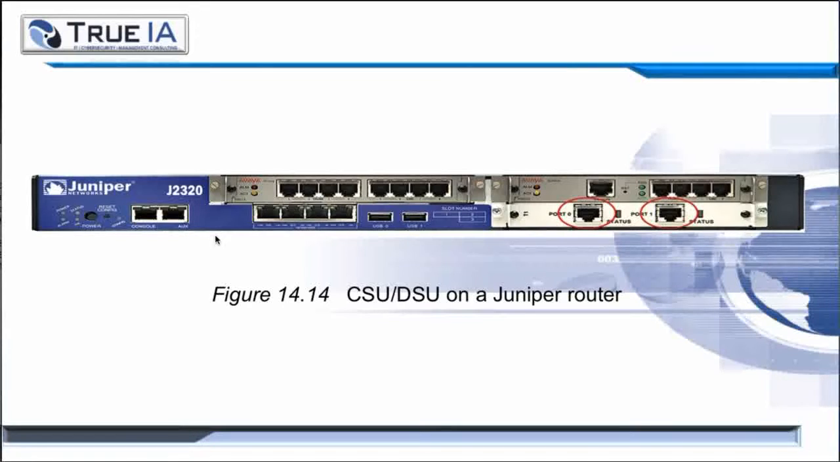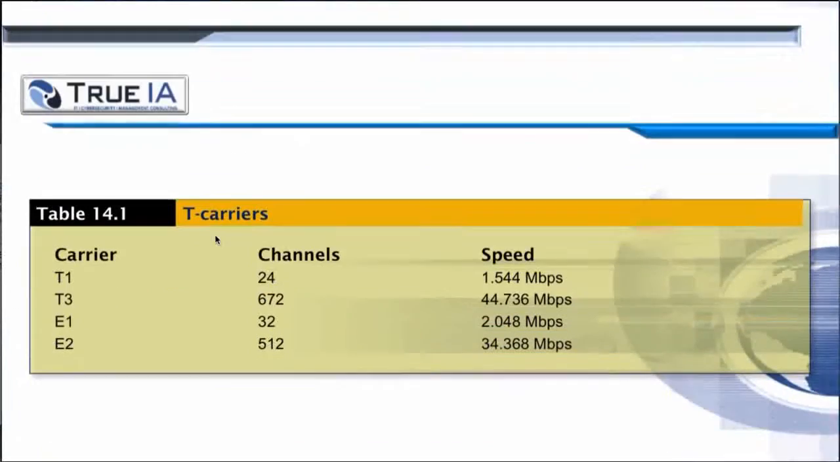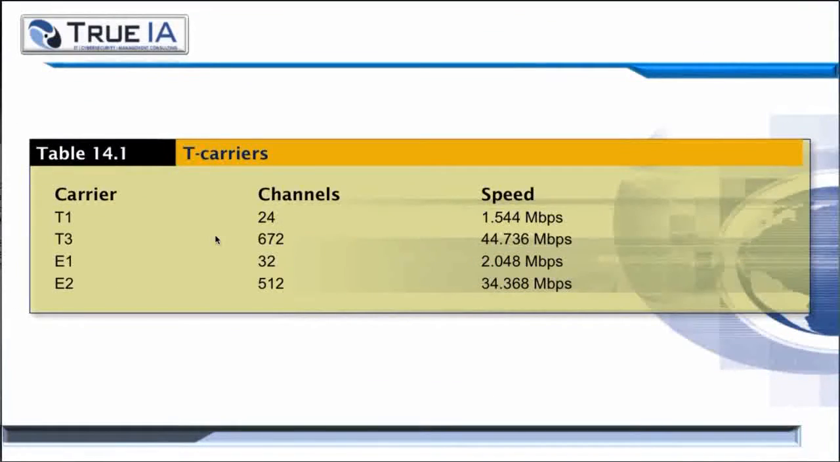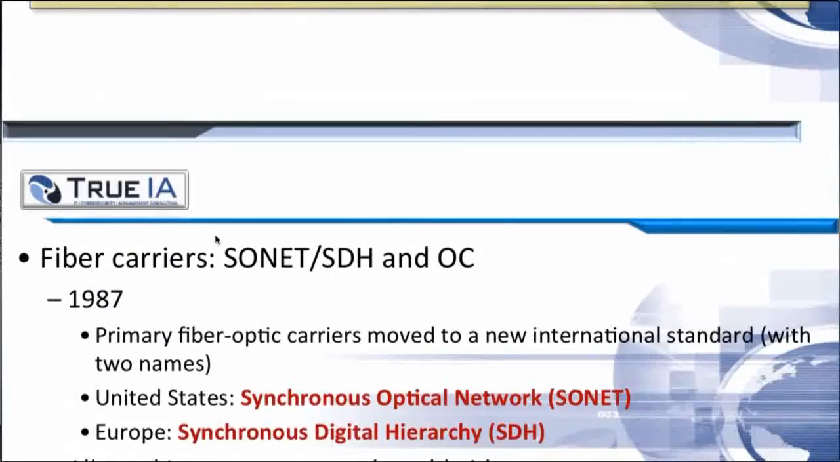Here's a look at the CSU-DSU ports on a Juniper router. The Network Plus examination expects you to know and understand the different carrier types, T1, T3, E1, and E2, how many channels each of them carry, and their maximum bandwidth speeds.